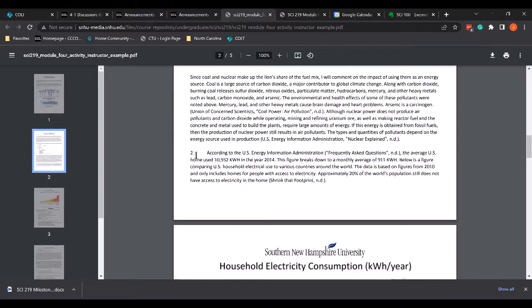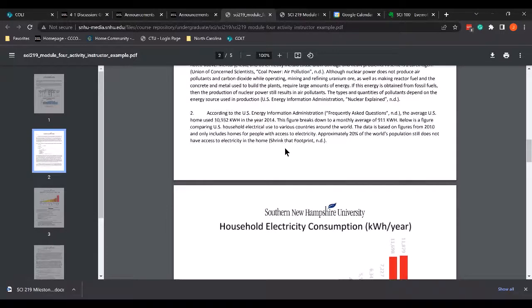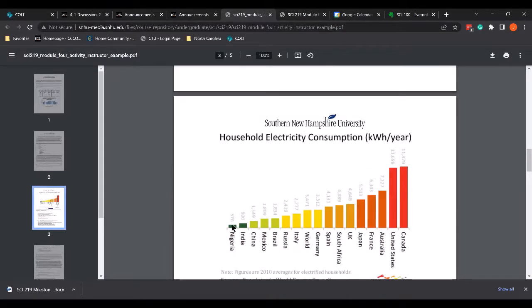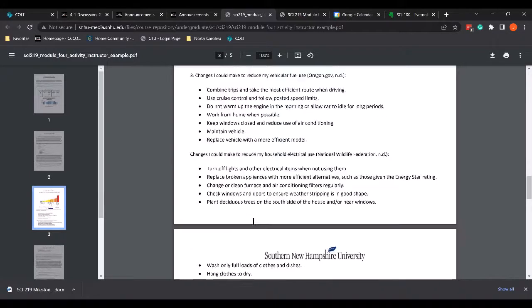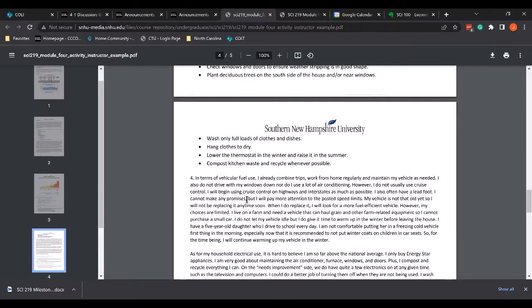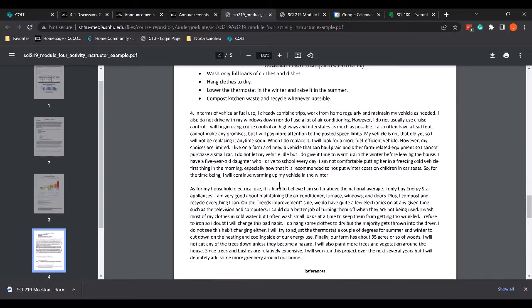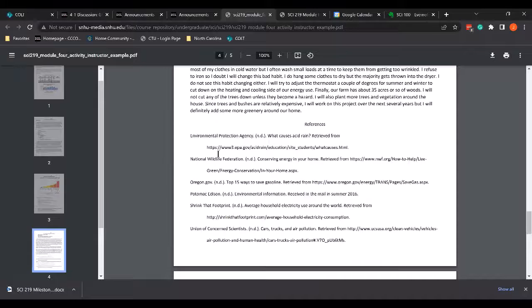Looking at number 2, they're talking about where they conducted their research about how much electricity is consumed for the average American. And then they use this graph to show the electricity consumption each year for each country. So they're comparing it to that. Then they're talking about changes they can make. And then in the last paragraph, they're discussing how they can make these things happen. And then they have their reference list at the bottom.